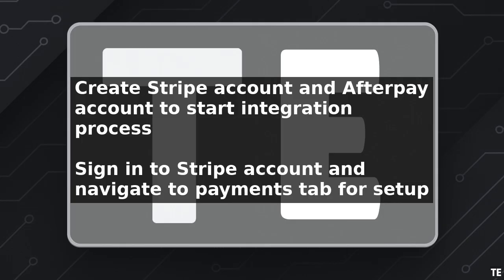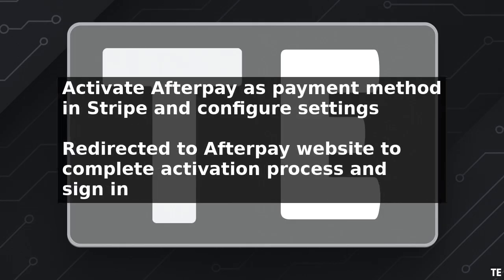Scroll down to the Buy Now Pay Later section and click on Afterpay. Click on the Activate button to activate Afterpay as a payment method. You will then be redirected to the Afterpay website where you will need to sign in to your Afterpay account or create a new one. Follow the prompts to complete the activation process.